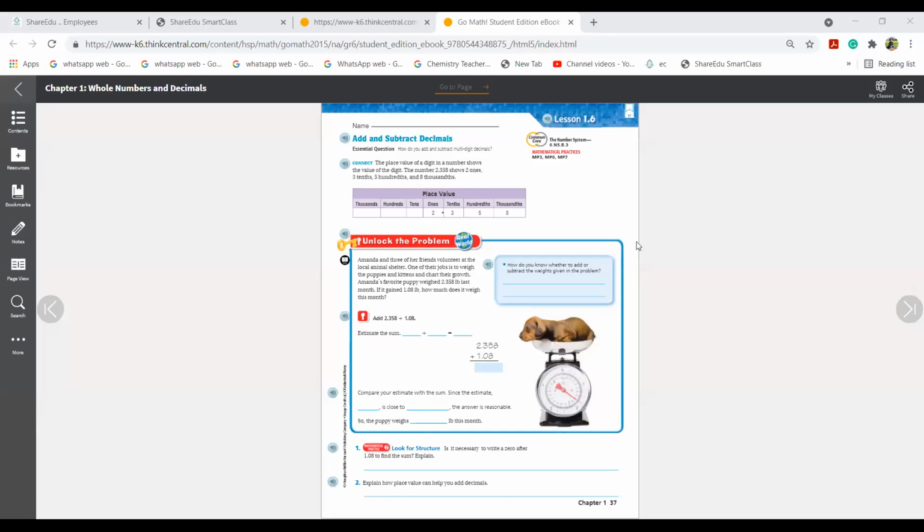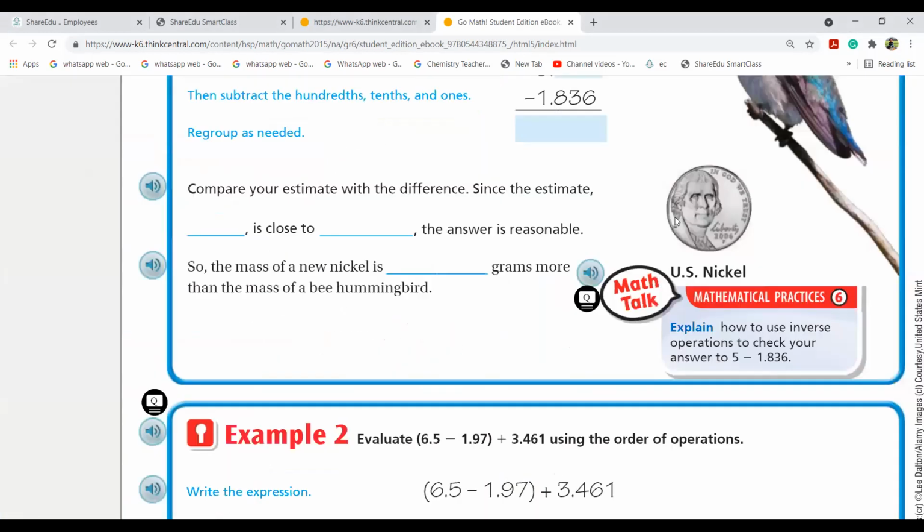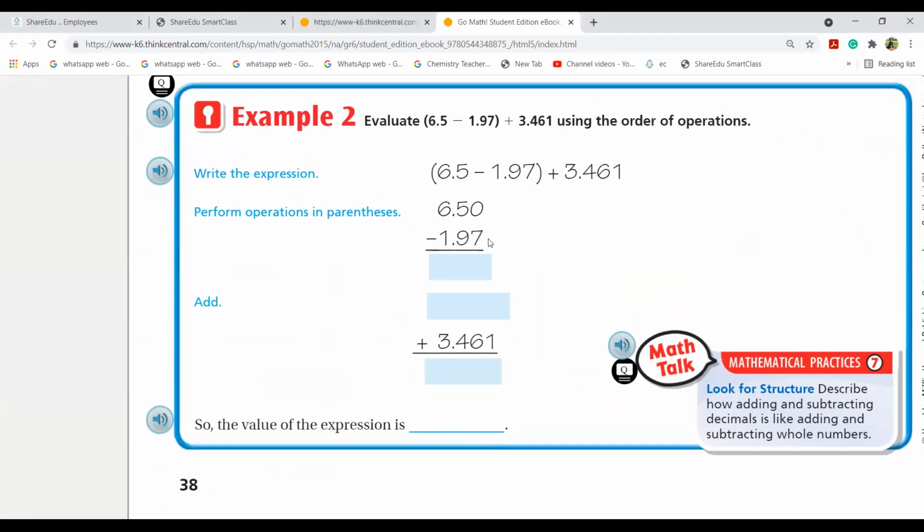So grade 6 girls, let us continue lesson 1.6, add and subtract decimals. Please turn to page 38. Page 38, and we were doing example 2. Do you remember this, girls? Yesterday, we were doing example 2.